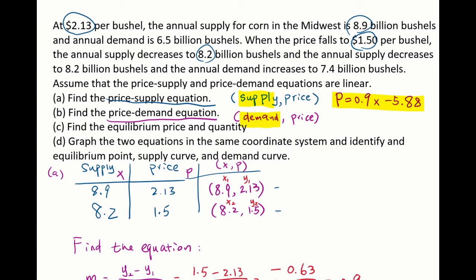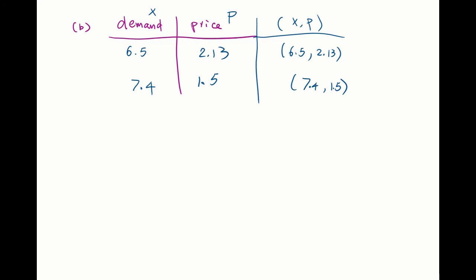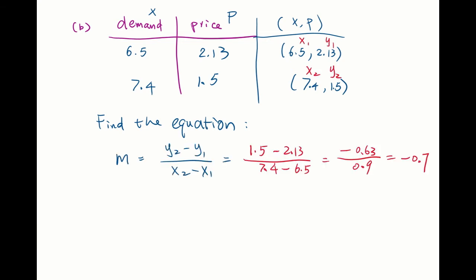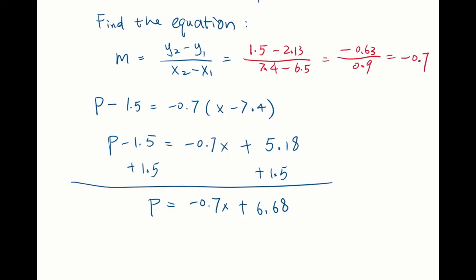For part B, find the price-demand equation. We follow a similar procedure. First, we find the two ordered pairs from the problem. Then we can use the 2 points to find the equation. First, we find the slope of the line using the slope formula. Then plug in 1 point and the slope into the point-slope form. Solve this equation. For P, we have P equals negative 0.7x plus 6.68. And this is the price-demand equation we're looking for in part B.